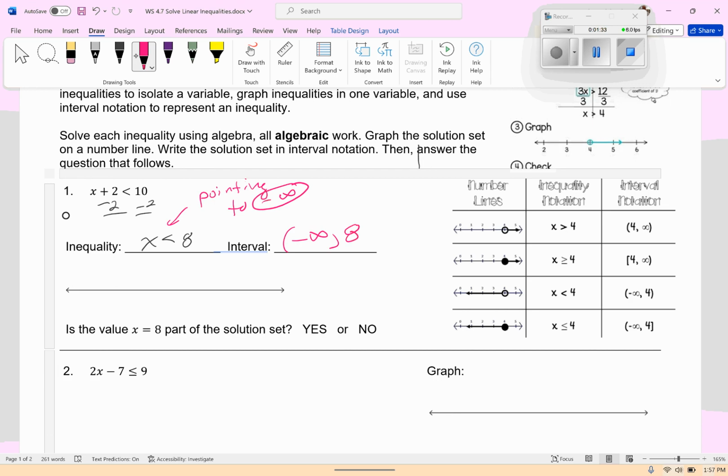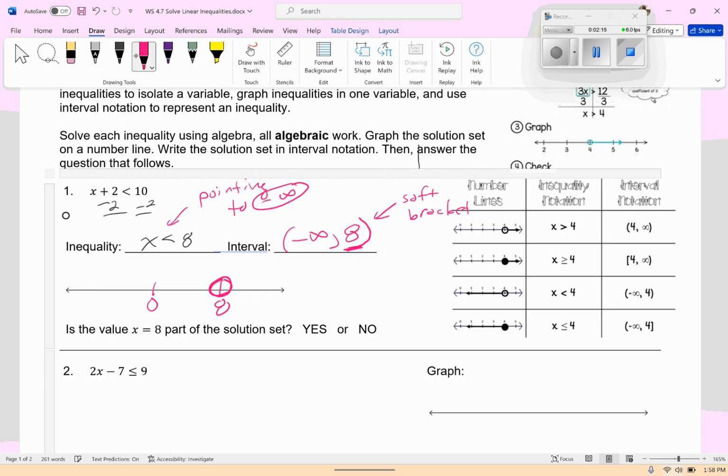Now, my friends, do I include 8 as part of the answer? No. Why not? You're absolutely right. I love this. Negative infinity is part of it. Why is 8 not part of the answer, not included in our inequality? Well, let's do one other thing. There's no equal sign, so this has to be what you call a soft bracket. Okay? So on a number line, this is what it would look like.